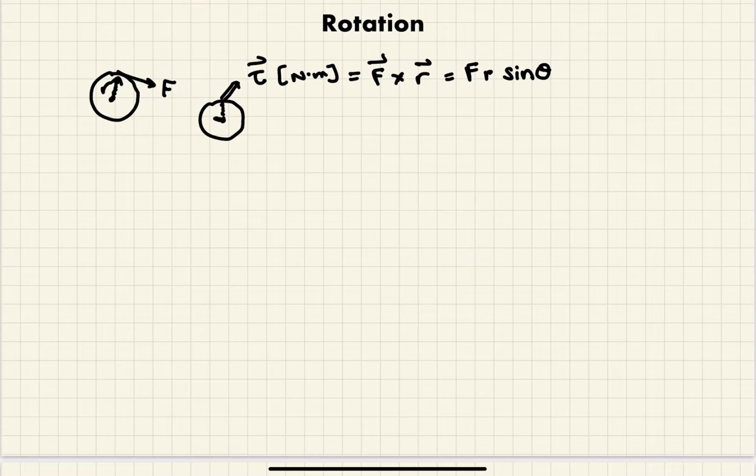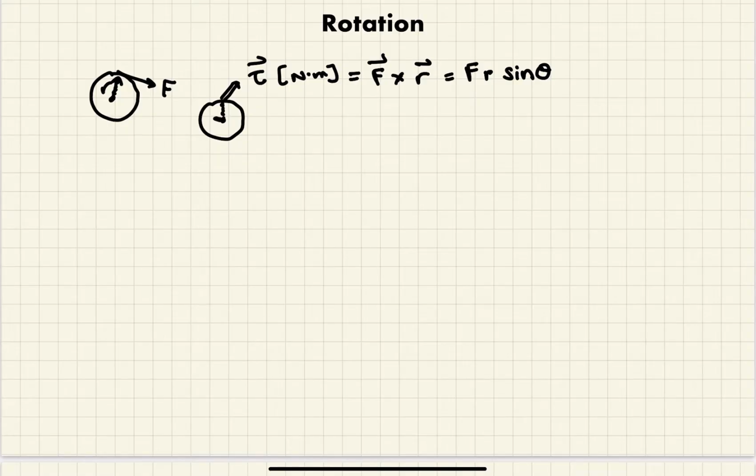Either one works. So do a lot of practice on calculating torque. It's not that bad because it's similar to work, but sine instead of cosine. Just think of it that way. You're going to get a vector, though, which is different. But yeah. So what can you do with torque?